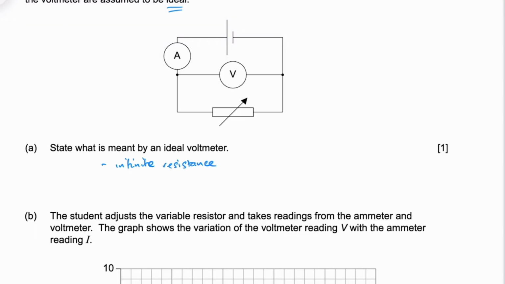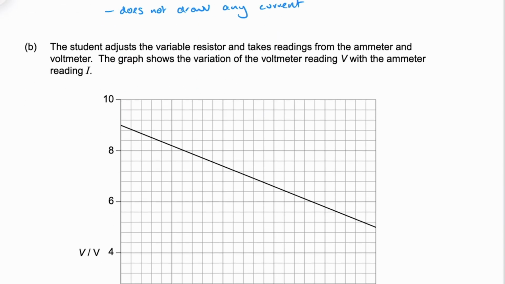So instead of 0 resistance, which the ideal ammeter had, this ideal voltmeter has infinite resistance, and it does not draw any current. Remember that our ideal ammeter did not take a share of the PD. The ideal voltmeter does not draw any current.